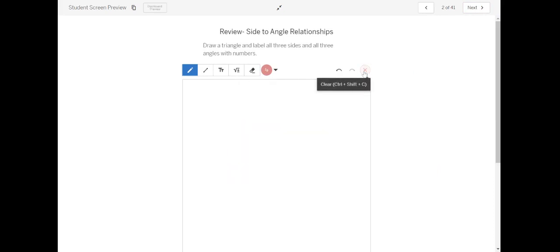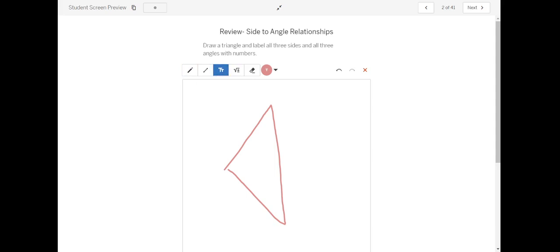I'm going to delete this. That's from earlier. Okay, so to show the side angle relationship, we need to draw a triangle. I'll draw something like that. Okay. And they're asking us to mark all three sides and all three angles with numbers.